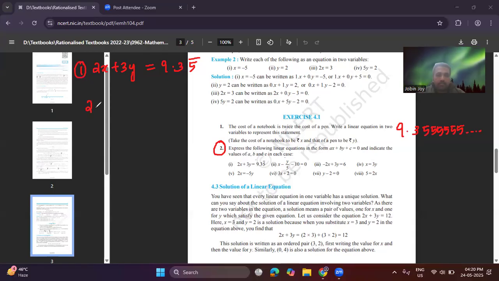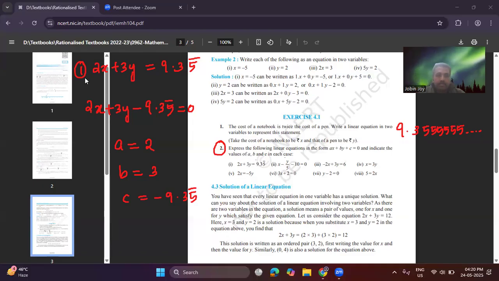What is the standard form? 2x plus 3y minus 9.35 bar equal to 0. So the value of a is equal to 2, the value of b is equal to 3, and the value of c is equal to minus 9.35 bar.